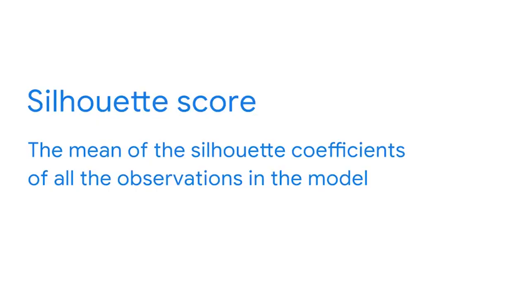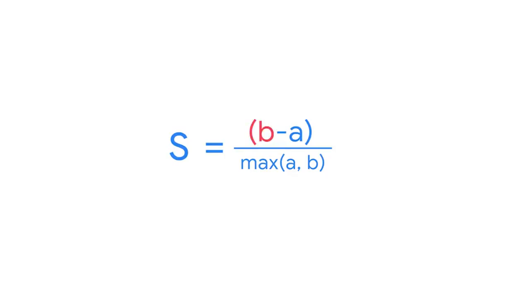The second important metric for evaluating your k-means model is the silhouette score. This is a more precise evaluation metric than inertia because it takes into account the separation between the clusters. Silhouette score is defined as the mean of the silhouette coefficients of all the observations in the model. Each observation has its own silhouette coefficient, which is calculated as b minus a over whichever value is greater, a or b, where a is the mean distance from that observation to all other observations in the same cluster, and b is the mean distance from that observation to each observation in the next closest cluster.